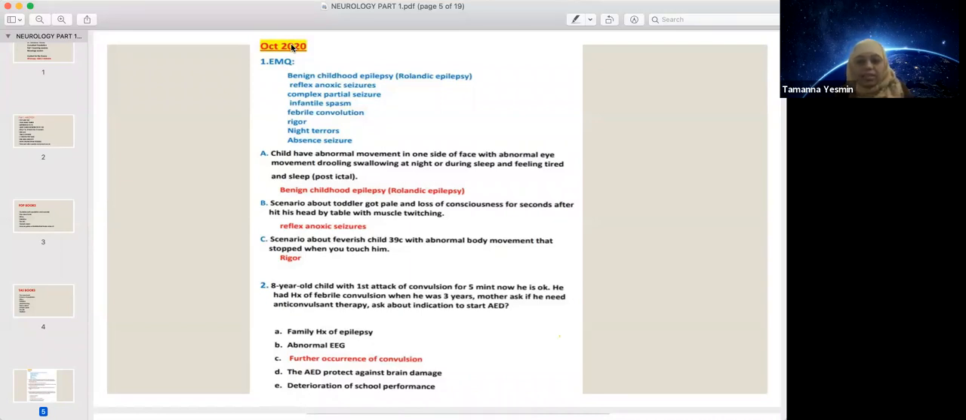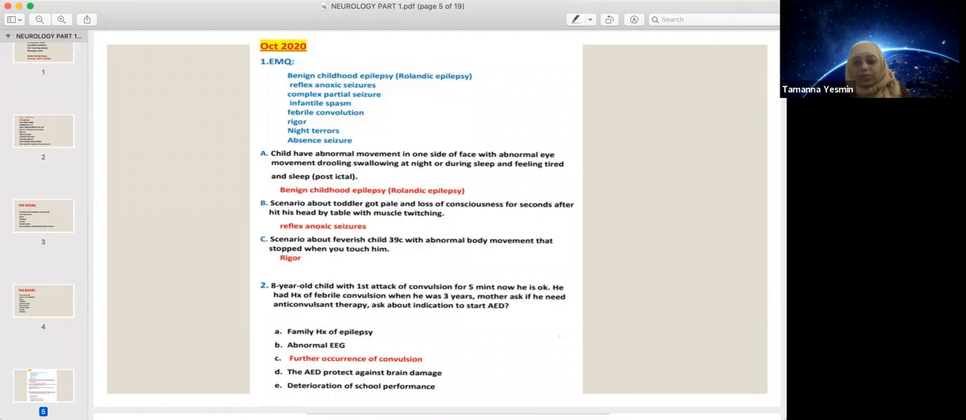Now the next scenario. In this scenario, what is the further action? You have to reassure the mom that this is only one attack of unprovoked seizure. If there is another event of the same kind of attack, we will start an anti-epileptic drug, and we will refer your child to a neurologist. So this is our agenda. This kind of question, like epileptic events and different kinds of epilepsy, is very common in exams.